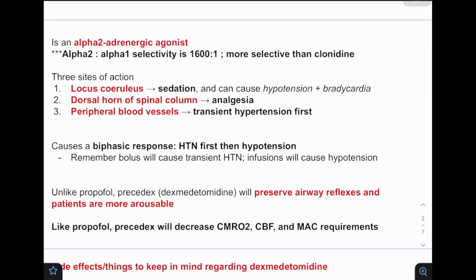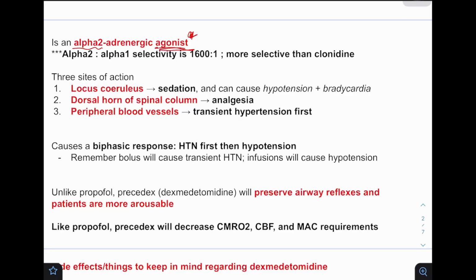Precedex, aka dexmedetomidine, is an alpha 2 agonist. Remember this. Sometimes exams will ask you what the mechanism of action is, and they'll try to trip you up by saying that it's an alpha 2 antagonist, but that's incorrect. Precedex is an alpha 2 agonist.